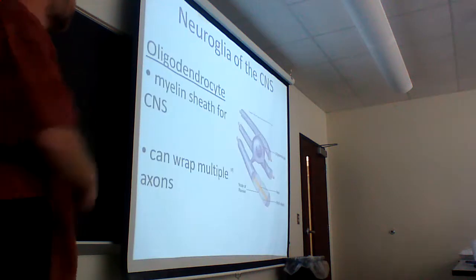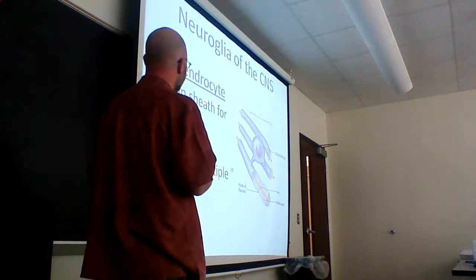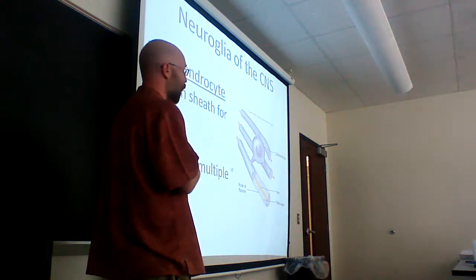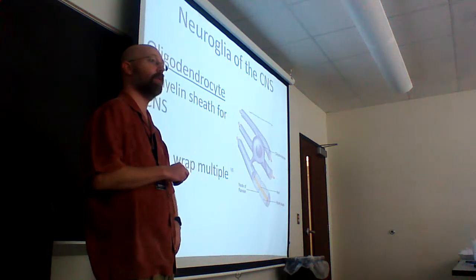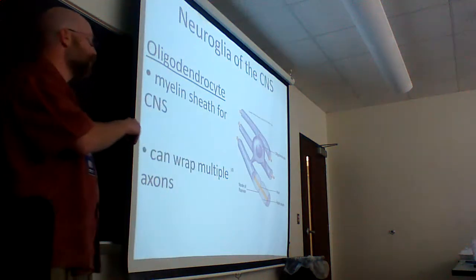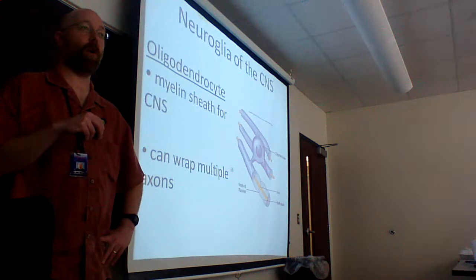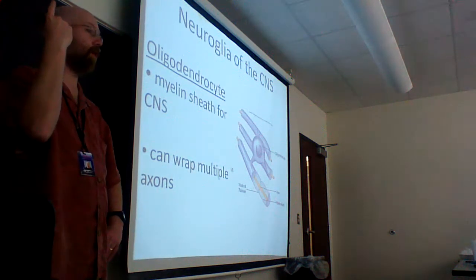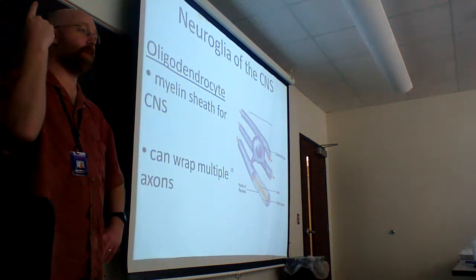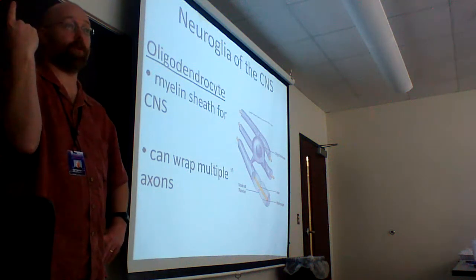Our myelinating cell of the central nervous system is not a Schwann cell. It's an oligodendrocyte. If you see a Schwann cell, it cannot be a central neuron. So that means what's our model upstairs, central nervous system or peripheral nervous system? It's got to be peripheral because it's got a Schwann cell.